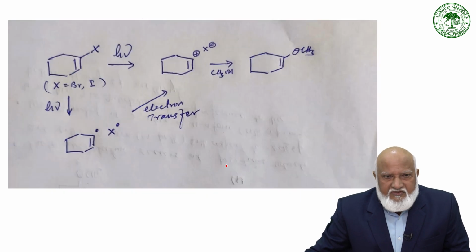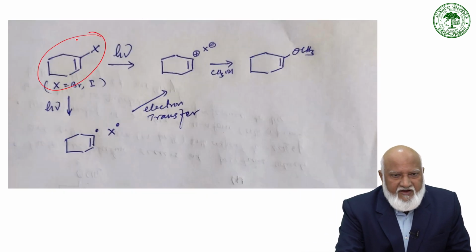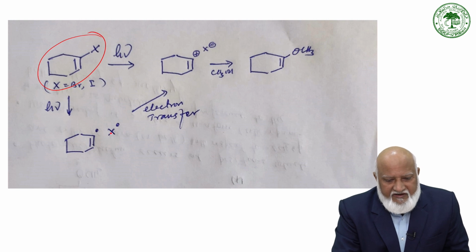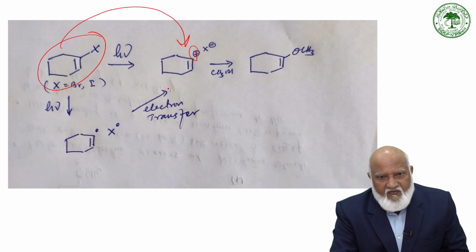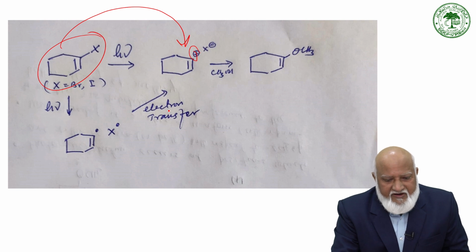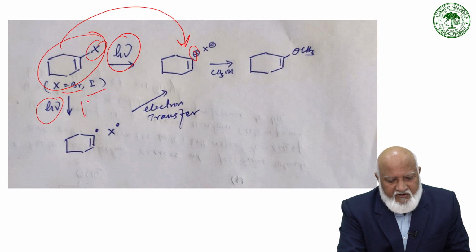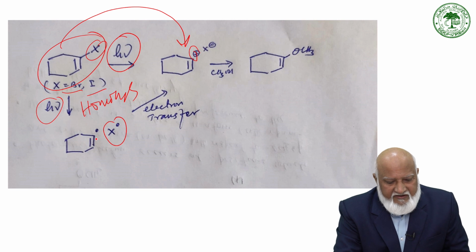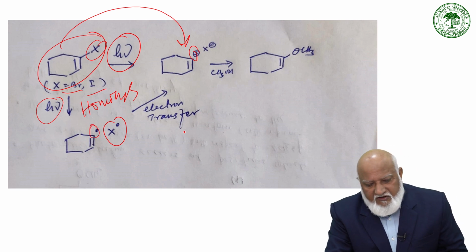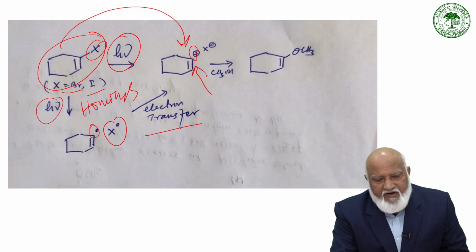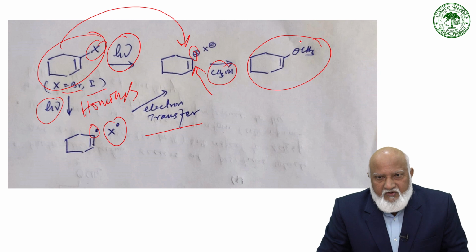There is another example here, the vinyl halide. As mentioned, the generation of a carbocation on a vinylic carbon is difficult through the normal solvolysis method, but under photolytic condition, here again X could be bromide or iodide, it can undergo homolysis to give X dot and the vinyl radical, which through electron transfer can form a carbocation on the vinyl carbon, which can add methanol to give the methanol added product.